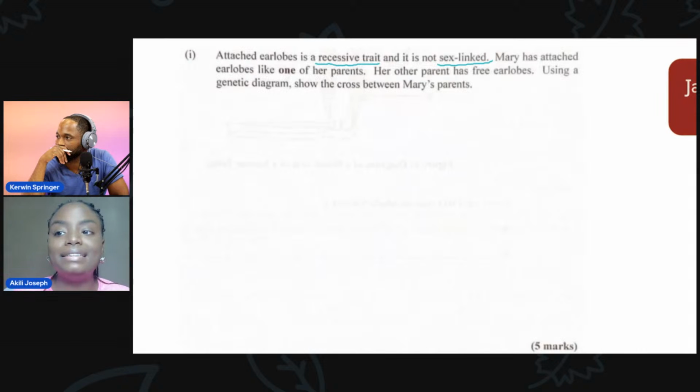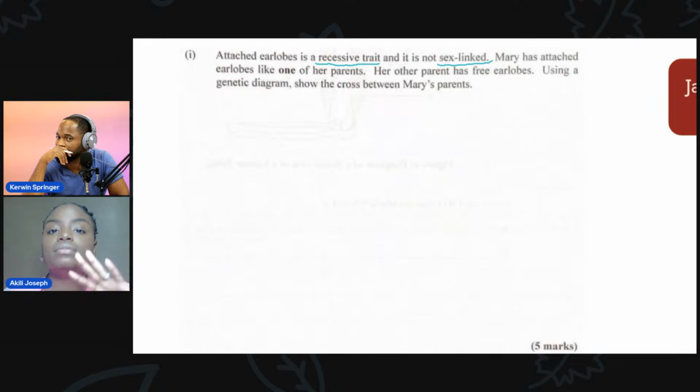It's only going to be seen when the alleles for normal earlobes or free earlobes aren't around. And then they say that it's not sex-linked. So we know that we have 23 pairs of chromosomes, and 22 of those 23 pairs are called autosomes. It means that those pairs are the same for male and female. So any alleles, which are forms of a gene found on those chromosomes, it doesn't matter whether you're male or female, the inheritance of it has nothing to do with sex.